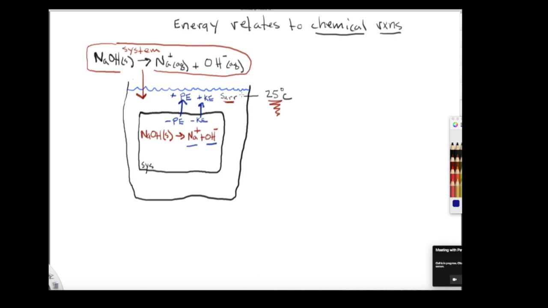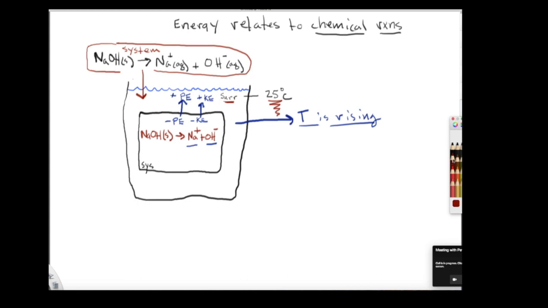How do you know this? Because you're holding this cup of water in your hand and you're actually feeling it get hot. The reason that's happening is because the temperature is rising. It's going up. And in fact, in real life, if you add enough sodium hydroxide to a small enough amount of liquid, you can actually get the combined surroundings and system to come to a boil.